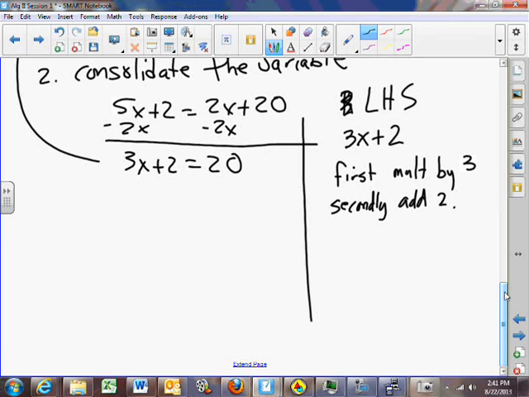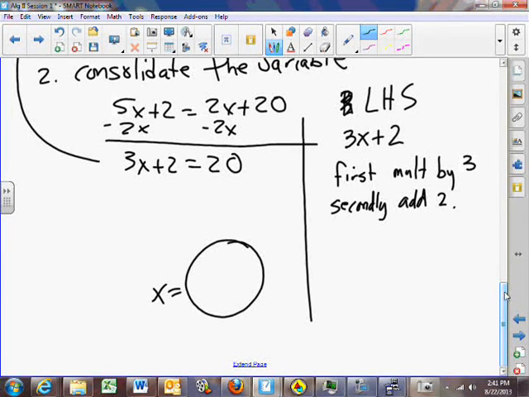Now what we want is, in a solution, we want to end up with x equals and everything else on the other side. So what we really want to do is we want to peel away these things that are numbers.